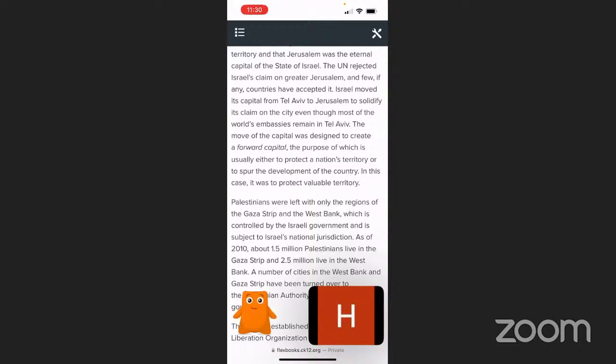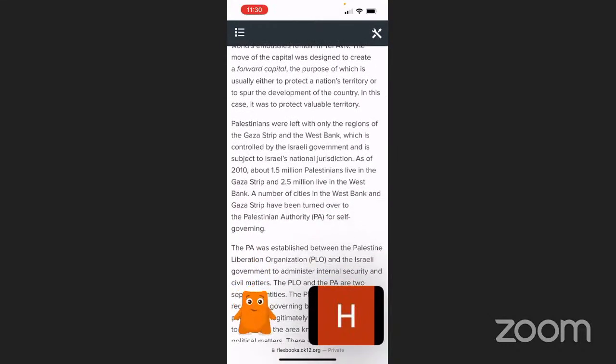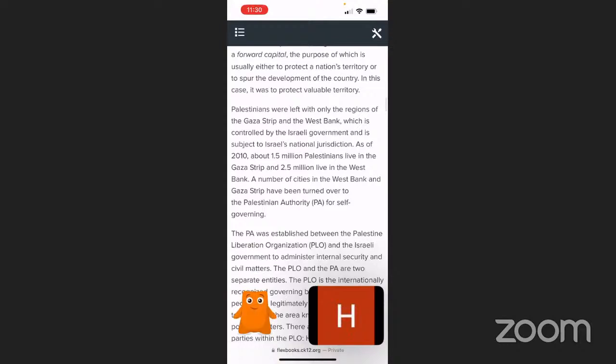The move of the capital was designed to create a forward capital, the purpose of which is usually either to protect the nation's territory or to spur the development of the country. In this case, it was to protect valuable territory.